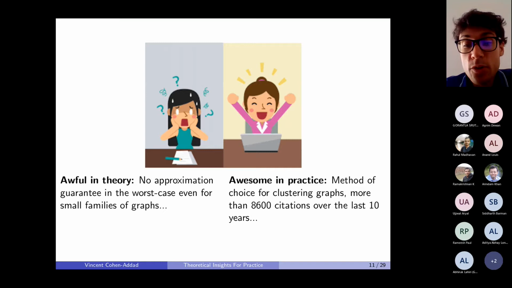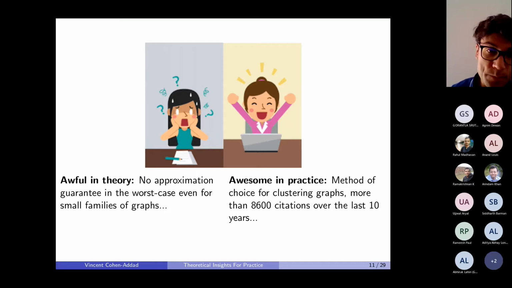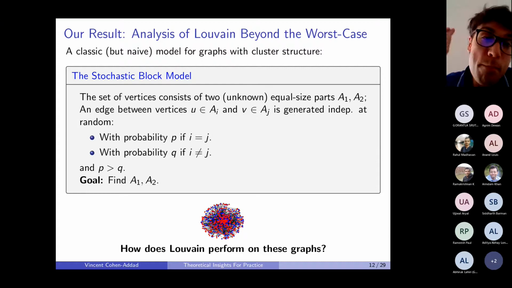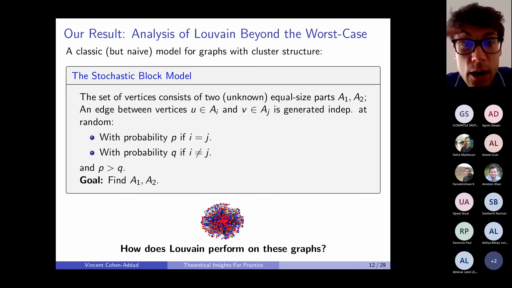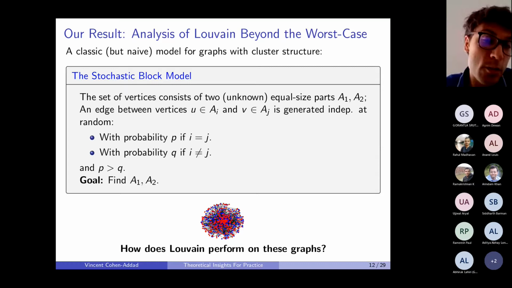In practice, these slides are one year old, when it was 8,000 citations. Now it's 15,000. It's a pretty big method, very well used everywhere. So what we showed in our New York paper last year was that instead of trying to show in the worst case that the Louvain algorithm works well, which is not possible because the problem is hard, maybe we can go beyond worst-case analysis and identify properties of graphs that make the algorithm work well.